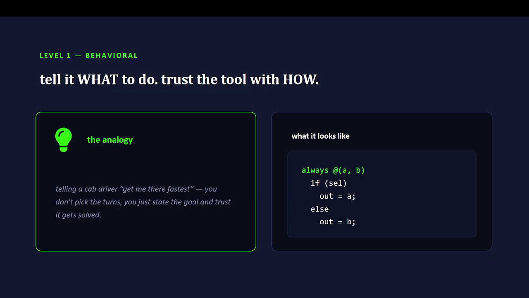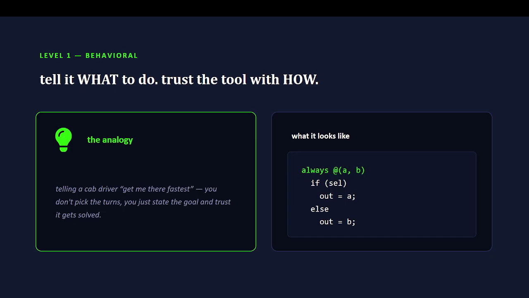That's exactly what Verilog behavioral modeling is. Look at this code on the screen. always @(a or b), if sel, out = a, else out = b. Whenever A or B changes, if sel is true, out becomes A, otherwise out becomes B. That's a 2 to 1 multiplexer.